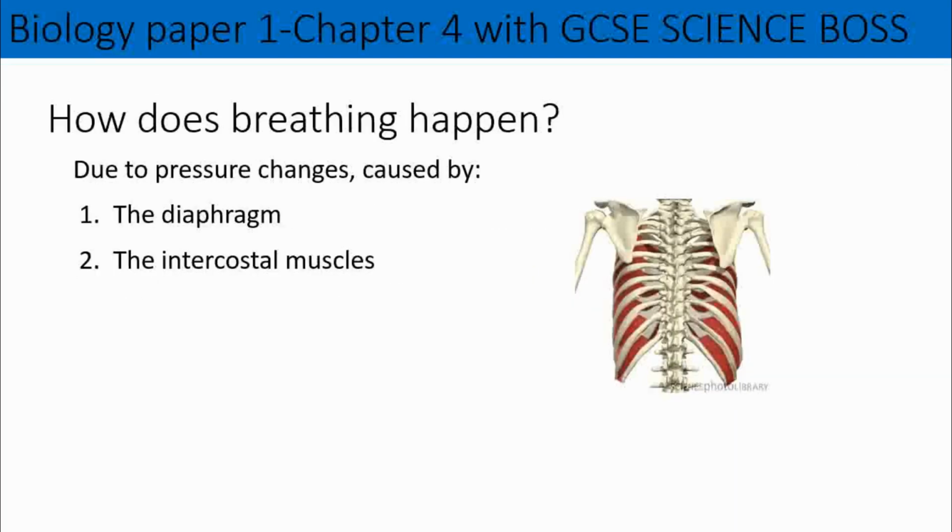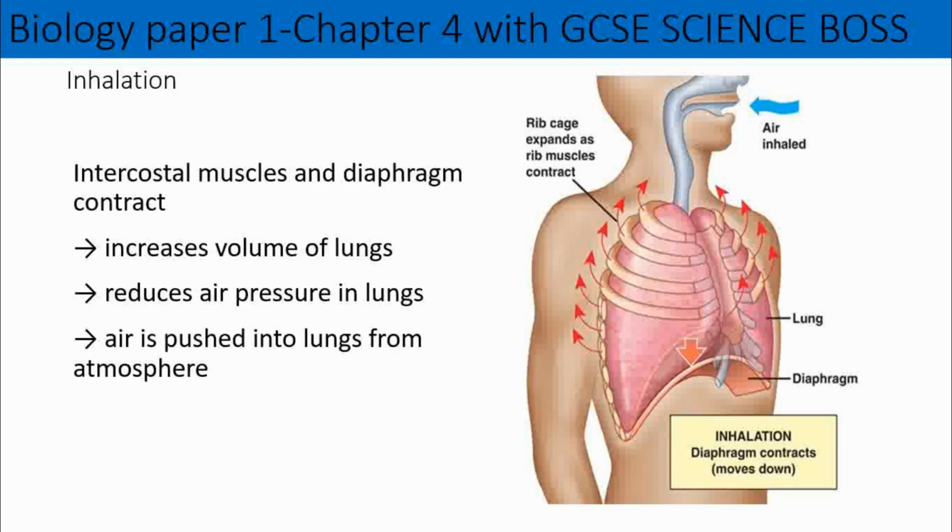All right, now you need to know about breathing. How is it that we breathe? The breathing is happening because of these muscles here. You have your diaphragm and your intercostal muscles. Those are the main bits that cause breathing. And the intercostal muscles are these muscles between your rib cage, your ribs. Okay, good.